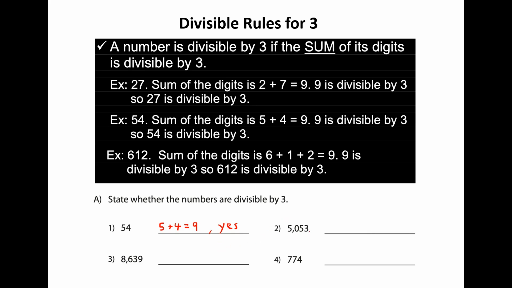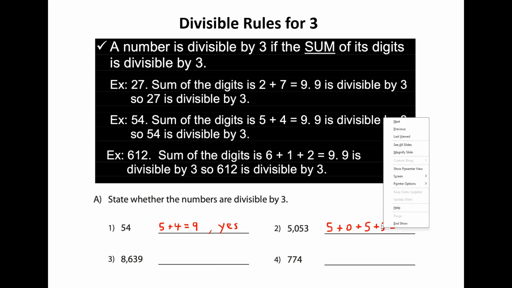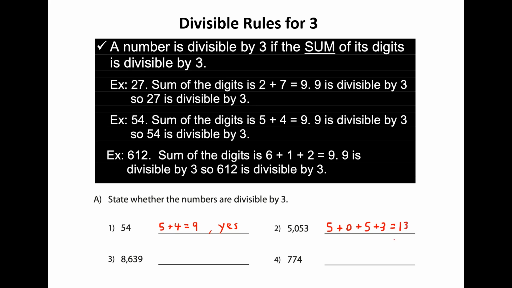All right, let's look at number 2. If I do the same approach, 5 plus 0 plus 5 plus 3, let's find out what I get first. I'm going to get 13. Now 13, can 13 be divided by 3? And would that get me an answer that does not have any decimal values in it? And the answer is no. So because 13 is not divisible by 3, 5,053 is also not divisible by 3.